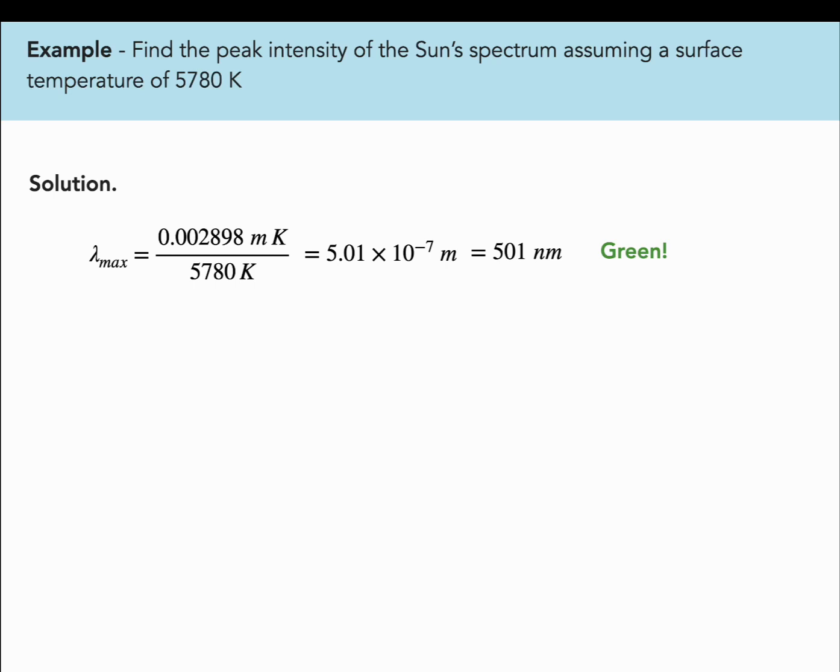So you might wonder why the sun isn't green. If the peak wavelength is in the green part of the visible spectrum, why doesn't the sun look green? I'll leave that for you to contemplate. It's an interesting question that there's several different ways of thinking about it, but see if you can figure it out.